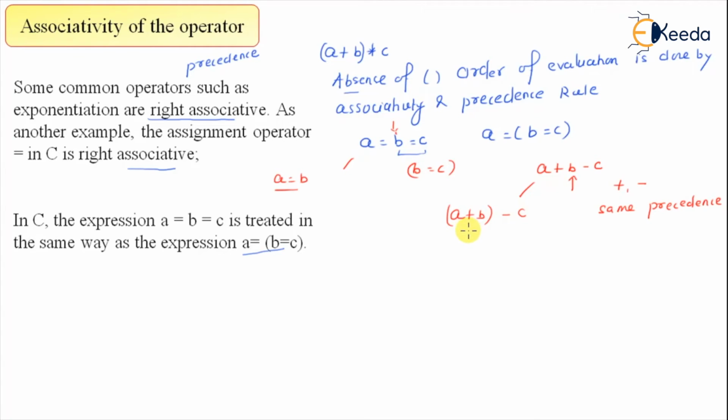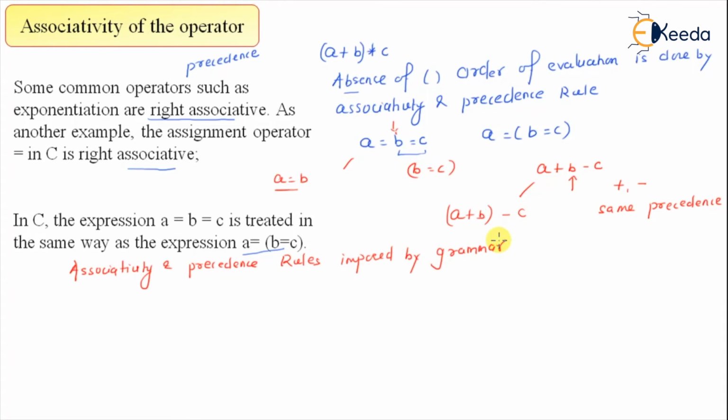The question is, who enforces these associativity and precedence rules? Both the associativity and precedence rules are imposed by the grammar. So the grammar decides whether it is left or right associative.